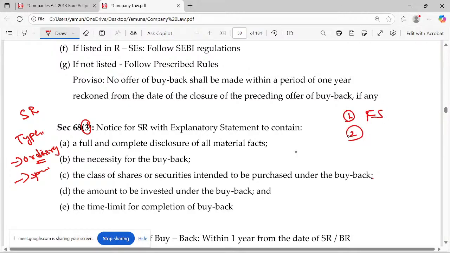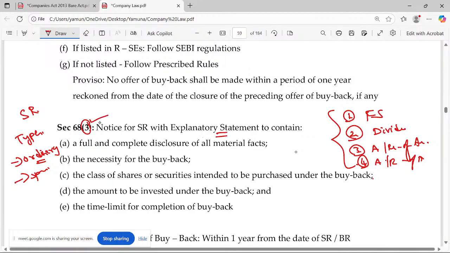Second one, confirmation of the dividend recommended by the board of directors. Third one, appointment or reappointment of auditor and appointment and reappointment of directors. These are the 4 business. Apart from this business, any other business you do, which requires ordinary resolution or special resolution, you need to give an explanatory statement.